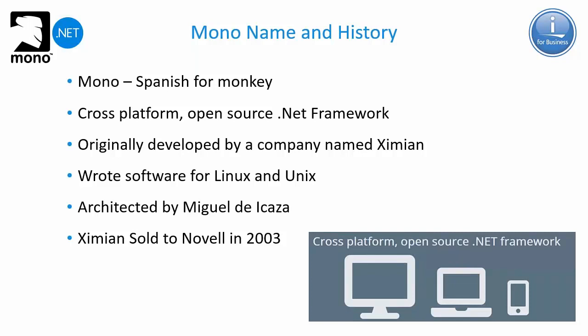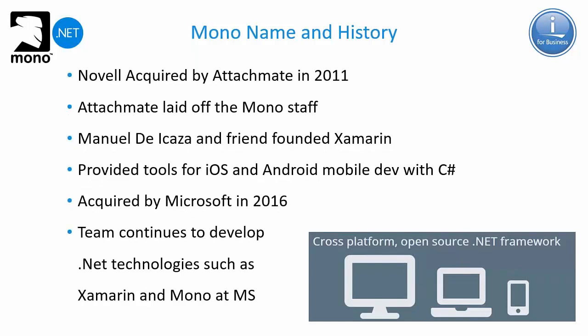So, you know, mergers and acquisitions have been going on forever. Novell was acquired by Attachmate in 2011, believe it or not, and Attachmate laid off all the staff. So they were briefly owned by an IBM i company, ironically, right, Attachmate. So Miguel and his friend founded Xamarin, which provided tools for building mobile apps, since mobile became so big for iOS and Android, using C#. And then they were subsequently, I knew it would happen eventually, acquired in 2016.